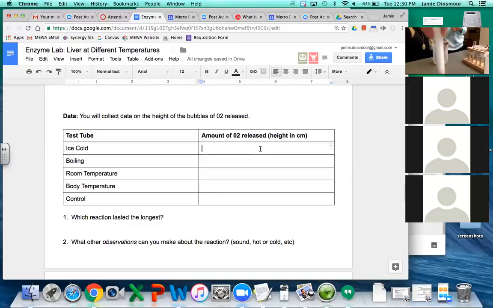Don't get it on the computer. The liver is floating in the hydrogen peroxide. It's bubbling up. I'm going to keep my finger there, see how much higher it is. Hold the ruler next to it. What's the height there on this one? Like 11. All right, we're going to write 11 centimeters for our room temperature liver. It's still bubbling like crazy. You can see the bubbles in there.